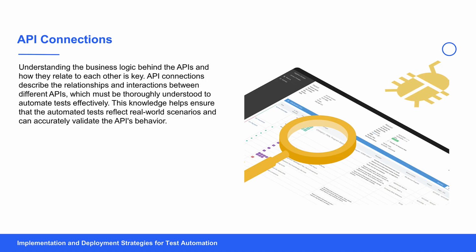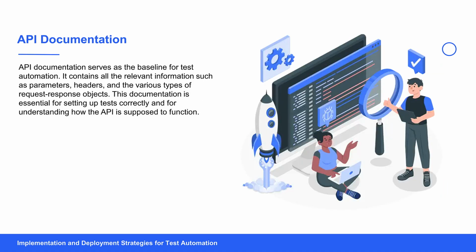For instance, if one API relies on the output of another, our tests need to validate that this interaction occurs correctly under various conditions. This understanding is what allows us to catch issues that could potentially disrupt these interactions in a live environment. API documentation is a critical resource for anyone involved in automating API tests.